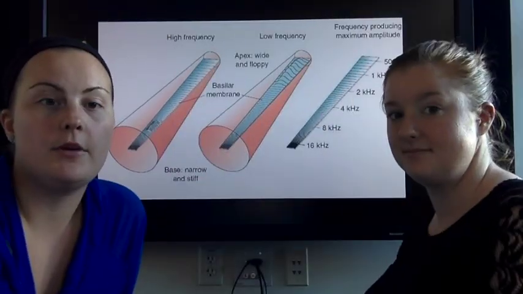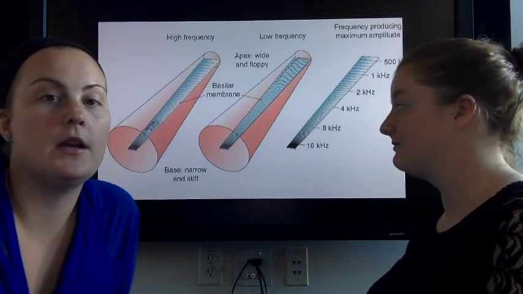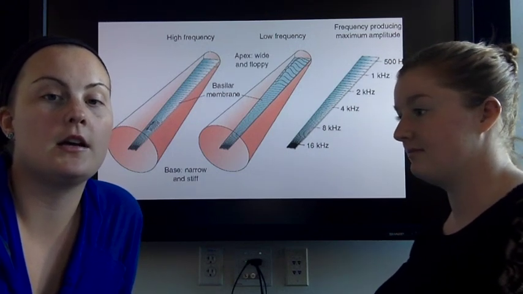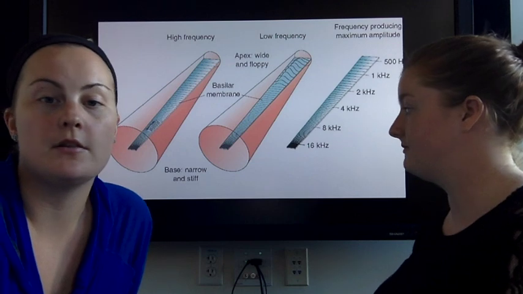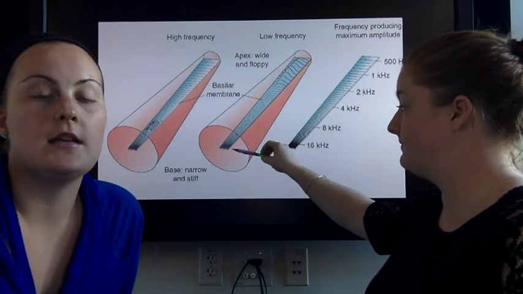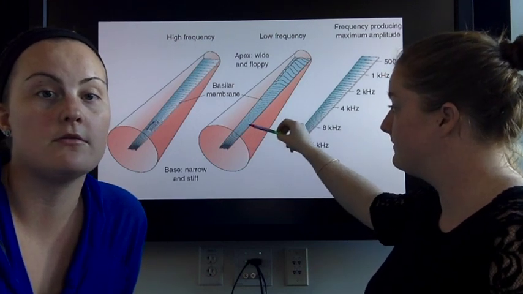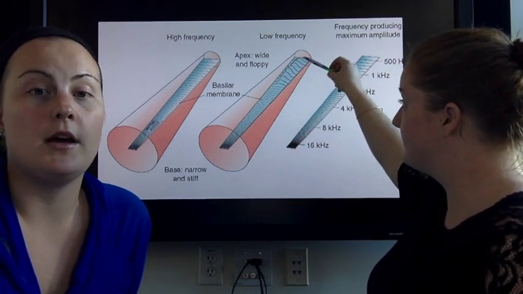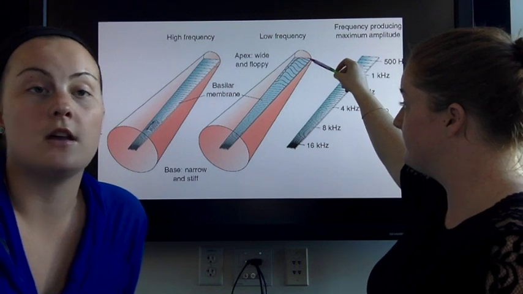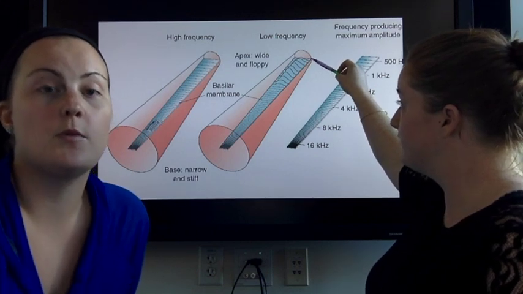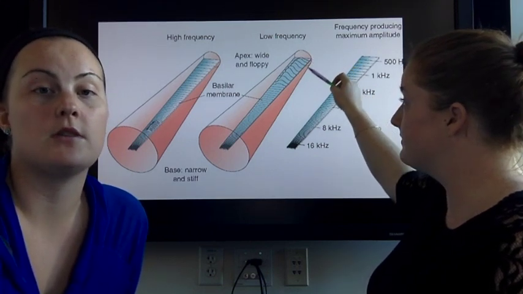The basilar membrane is tonotopic. When it is taken out of the cochlea and unrolled, the base of the basilar membrane is narrow and stiff, and it receives the high-frequency sounds. When you go up to the apex, it widens out and it is also floppy. This is where the low-frequency sounds are received.